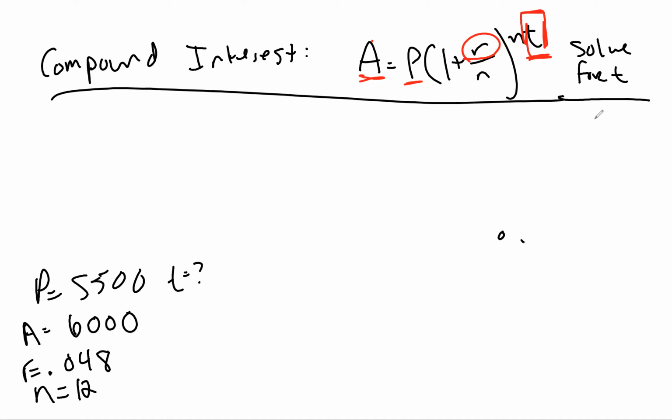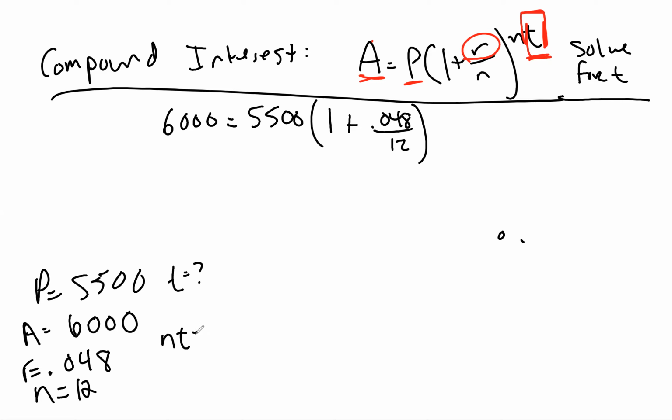So our formula is going to be 6,000 for my A value, equal sign, the P value, which is 5,500, parenthesis 1 plus my rate, which is 0.048, divided by my N, which is 12. Now remember, in the past, we went ahead and said, let's find my NT real quick, because I don't want to have to do that in my calculator. Well, if my N is 12 and my T is T, that's just 12T. Exactly. So this is going to be raised to the 12T.